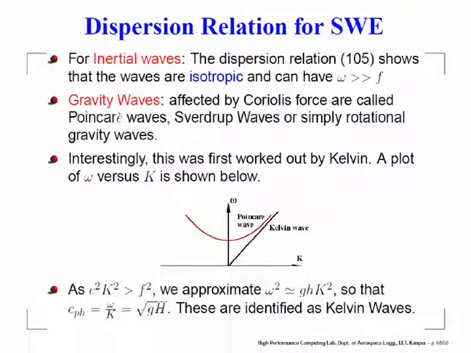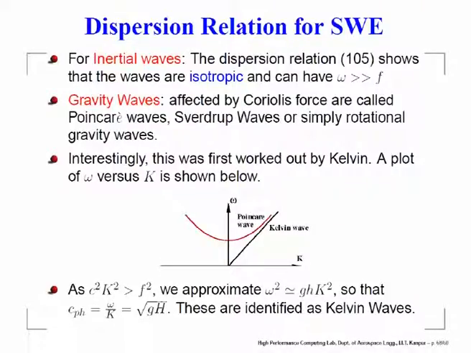Whereas, if I look at the gravity waves which are now affected by Coriolis force, they are called the Poincare waves. What we have done here is we have plotted omega versus k by this red line, and you can notice that as k goes large, your omega also goes large. These waves are called Poincare waves or Sverdrup waves, or simply rotational gravity waves. Rotational, because we have now included the Coriolis term, which we did not do in the first part of the analysis.